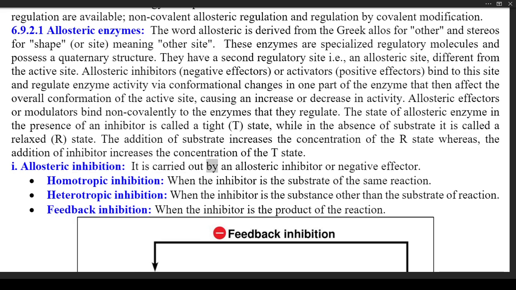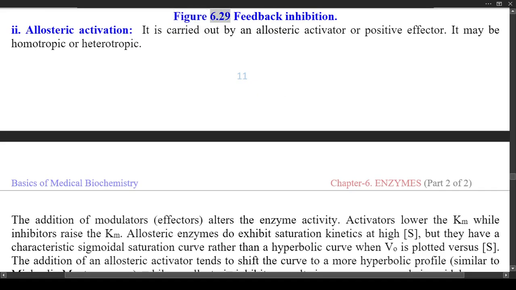Allosteric inhibition. It is carried out by an allosteric inhibitor or negative effector. Homotropic inhibition, when the inhibitor is the substrate of the same reaction. Heterotropic inhibition, when the inhibitor is a substance other than the substrate of the reaction. Feedback inhibition, when the inhibitor is the product of the reaction. Figure 6.29 Feedback inhibition.